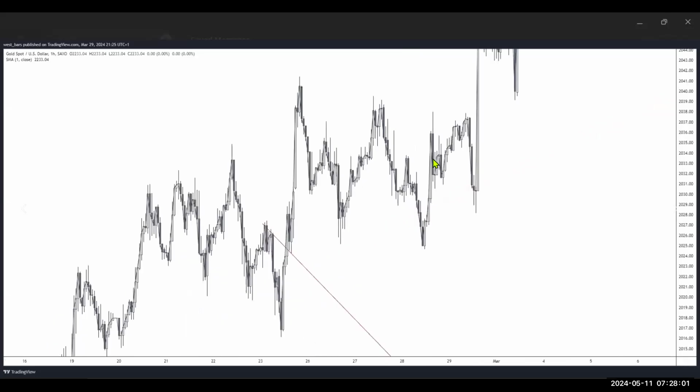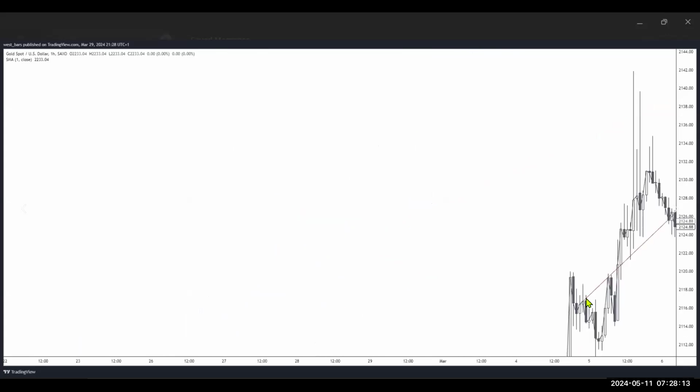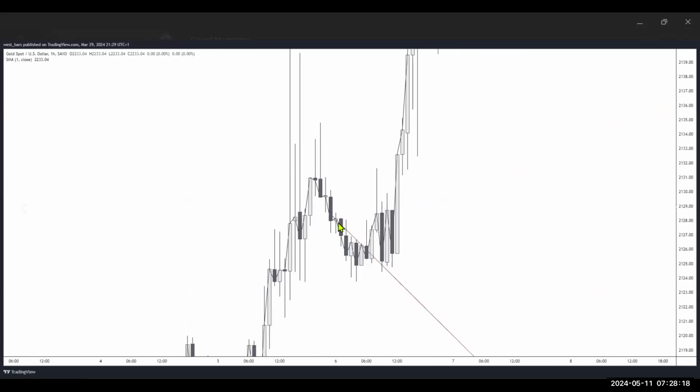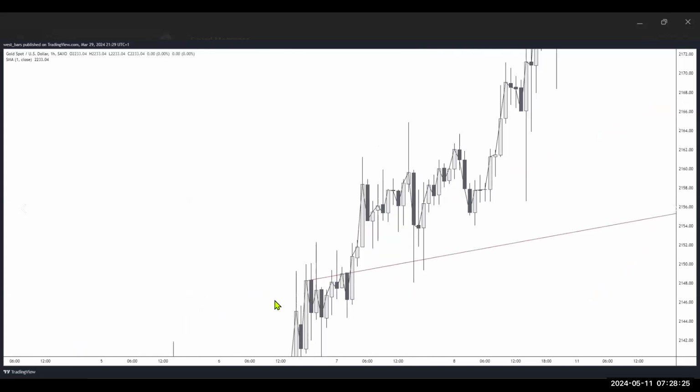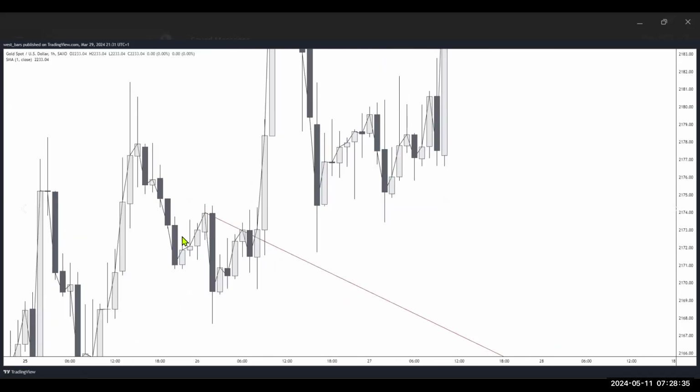Okay. First touch, second touch, entry. First touch, second touch, entry. First touch, second touch here, so the second touch, and then entry. First touch, second touch, then entry. So this is all type 2, type 2, type 2, type 2.